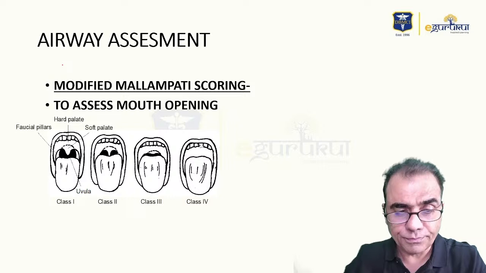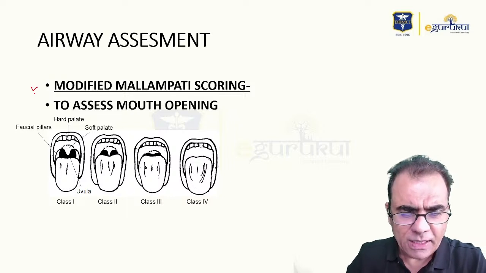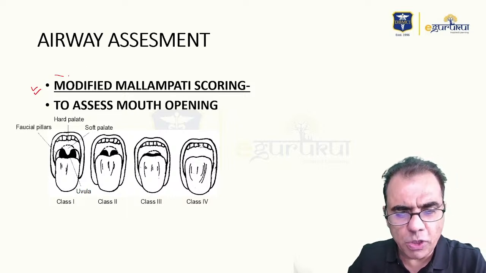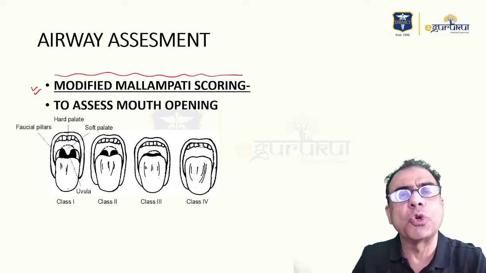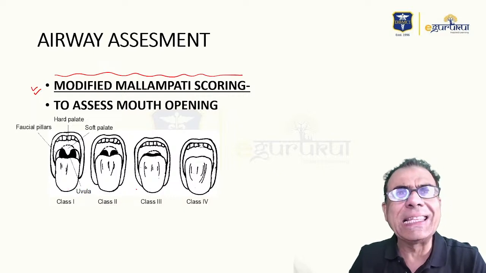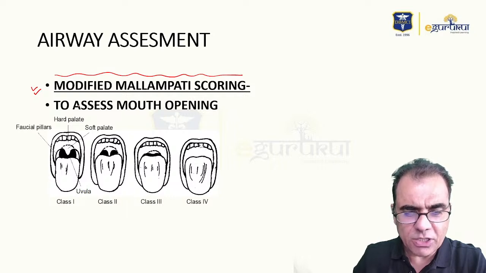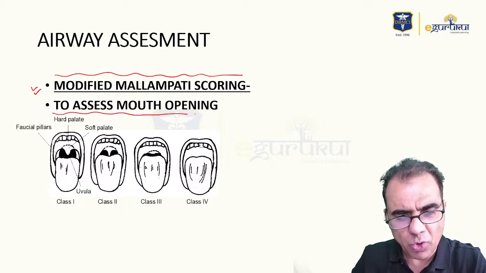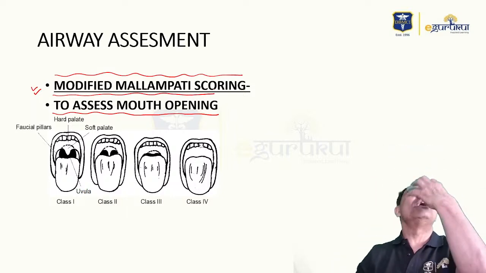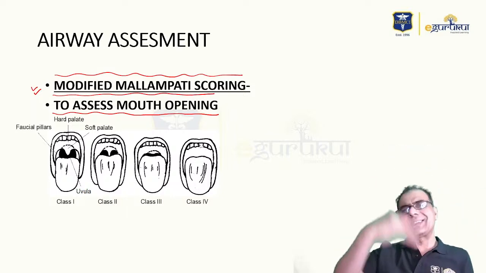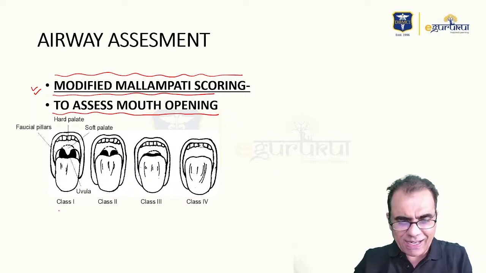So for that, the best method is the modified Mallampati scoring. No need to go into details. Modified Mallampati scoring is done to assess the mouth opening. So we ask the patient to open the mouth as wide as possible, and then, looking at the structures seen, the patient is categorized into 4 categories.